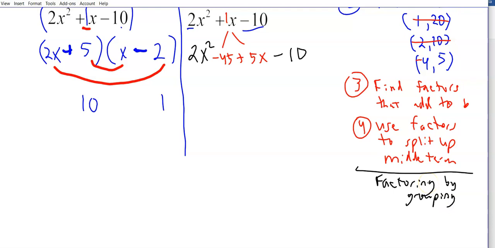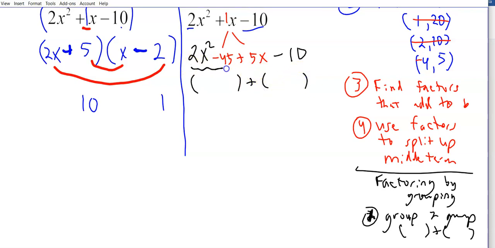So factoring by grouping is when you group the first 2 terms. So factoring by grouping, step 1, I guess, is group into 2 groups, with a plus sign in the middle. You want plus and then two things. So I want it to look kind of like this. I take whatever the first 2 terms are, put them in the first group, 2x squared minus 4x. Then take whatever the next two terms are. In this case, the 5 is positive, so it'll be 5x minus 10.